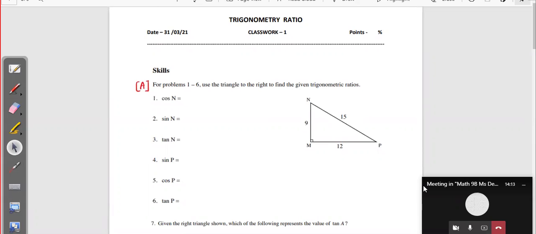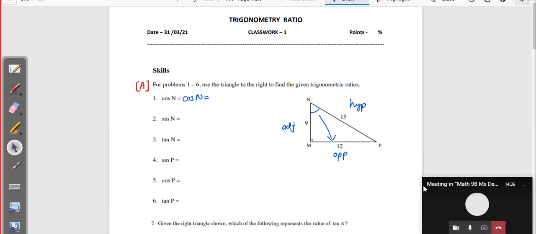Before we solve this, we should know if it is n, they are asking cos n, that means they are talking about an angle. Okay, they are talking about angle n. So for angle n, the opposite side is this. So this is the opposite side. This becomes adjacent side and this becomes hypotenuse side. So let us write the formula first.